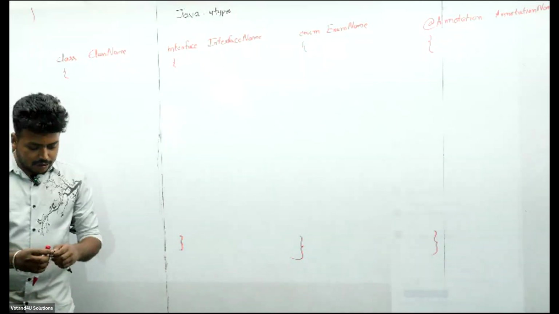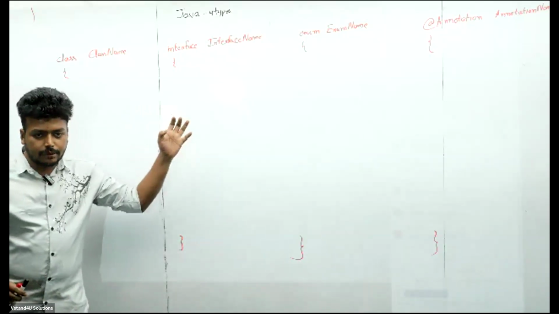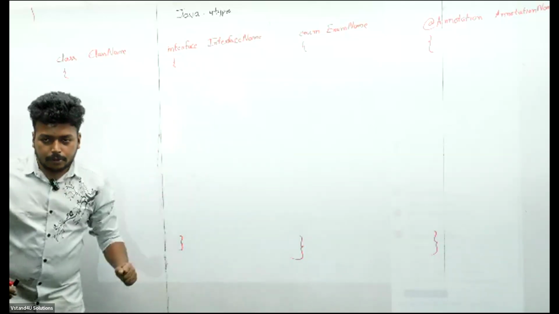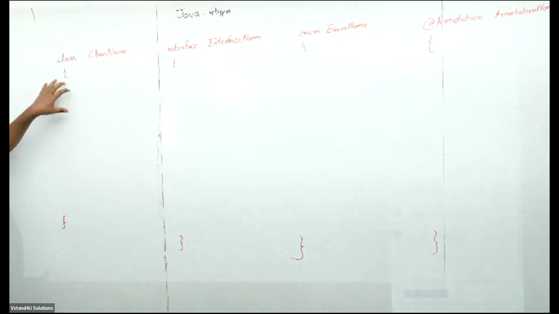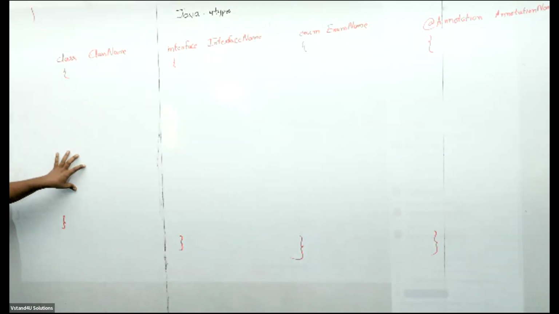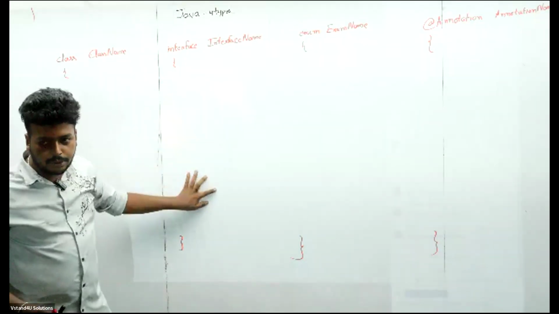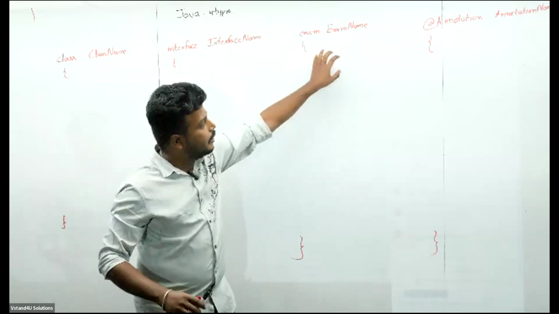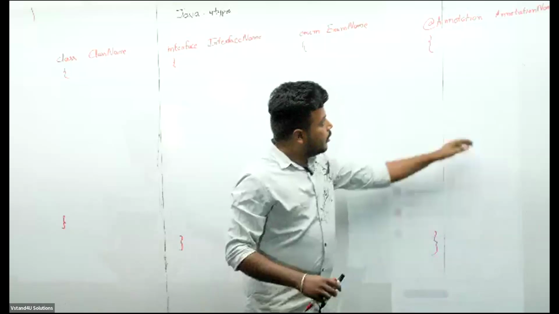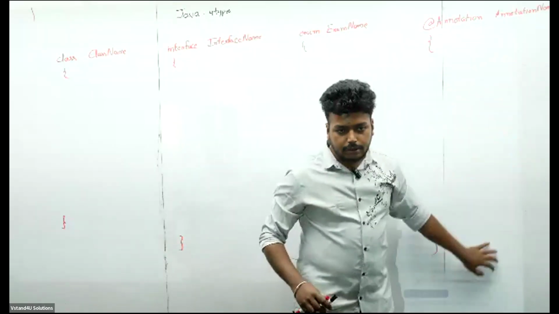I already explained this topic in my first class. Java has four body types. What are the four body types? Class and class name with curly brackets, class body. Interface name with curly brackets, interface body. Enum and enum name with curly brackets, enum body. At the rate annotation name with curly brackets, annotation body.